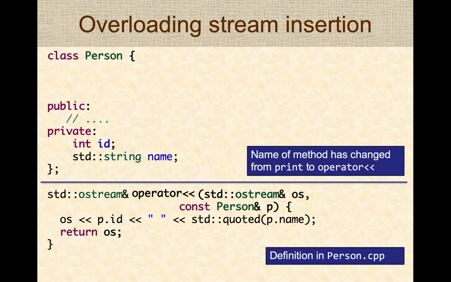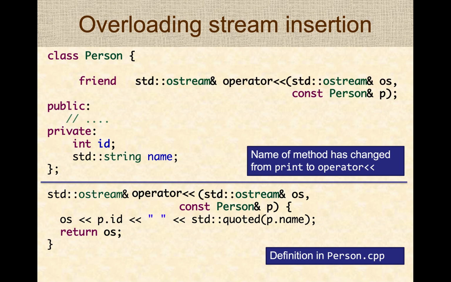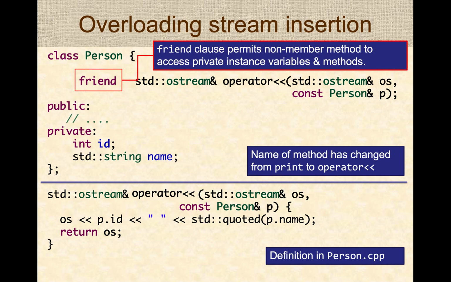And of course, we need to declare that we are implementing this method in the header file. So we'll put a declaration for it in the header. And of course, we need one extra keyword there, which is the friend clause that basically permits the stream insertion operator to access the private instance variables in that class. We could have used getters, but here we want to directly access the private instance variables.